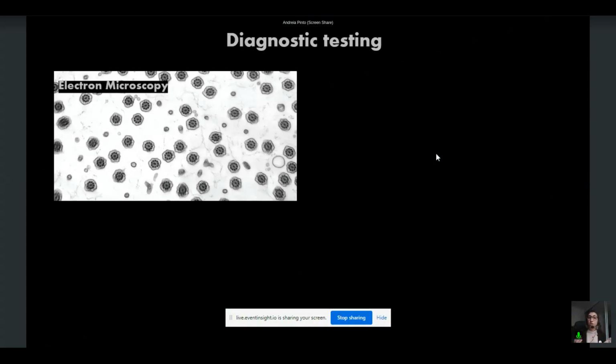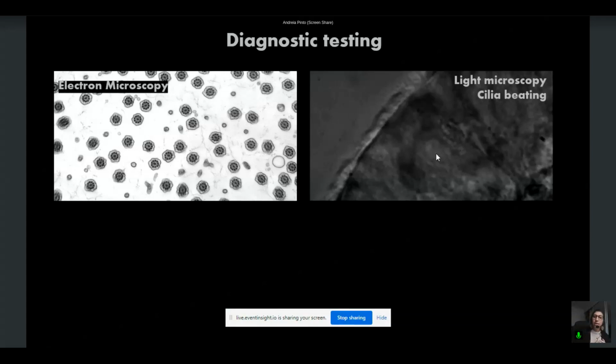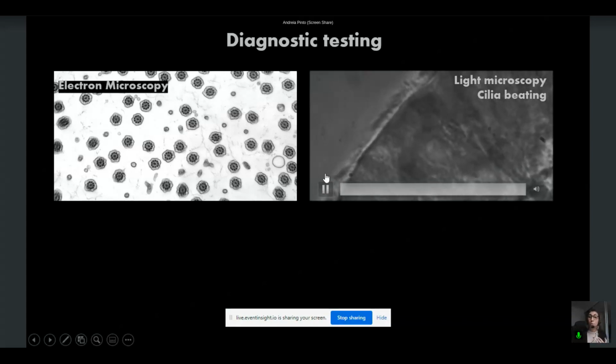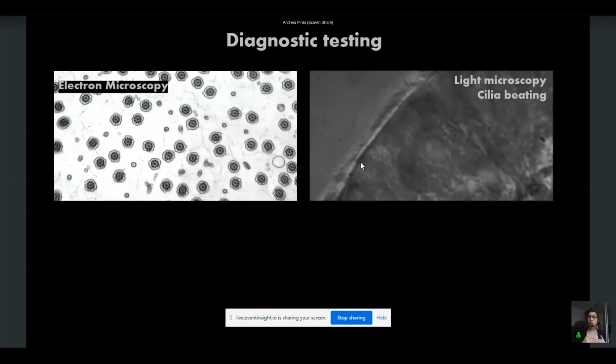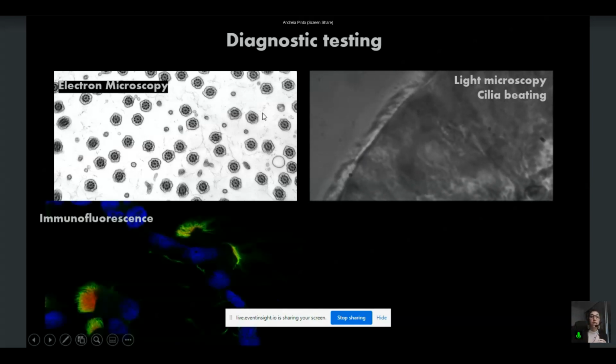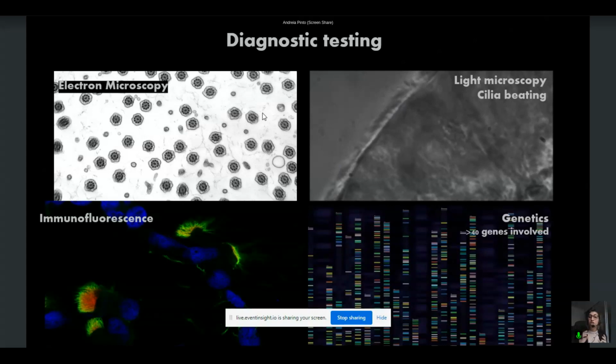One of the tests is electron microscopy, which is the one I'm going to focus on, and we'll see why later on. The other one is light microscopy, where we see the cilia beating, and you will see, hopefully, in this video, the cilia beating and pushing the debris from the airways towards the nose. Then there is immunofluorescence, where we target specific proteins that are involved in PCD, and genetics. We need all these tests because PCD is very, very complex to diagnose.